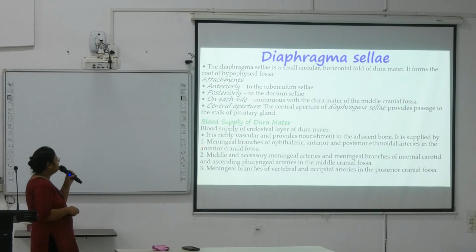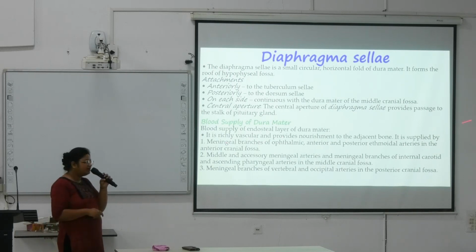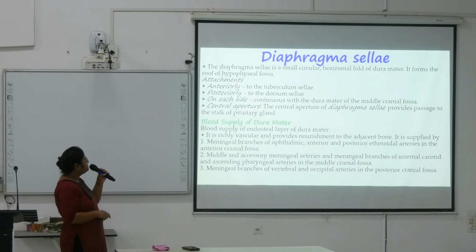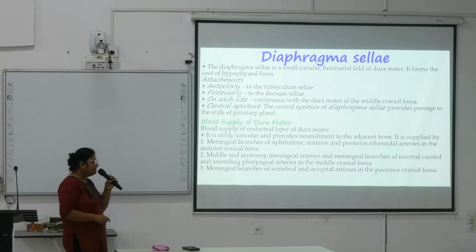Now, blood supply of the dura mater. The endosteal layer of dura mater is rich in vascularity, provides nourishment to adjacent bone, and it is supplied by meningeal branches of ophthalmic, anterior and posterior ethmoidal arteries in the anterior cranial fossa. And middle and accessory meningeal arteries and meningeal branches of internal carotid and ascending pharyngeal arteries in the middle cranial fossa. And meningeal branches of vertebral and occipital arteries in the posterior cranial fossa. So these are the blood supply of the dura mater. Next.